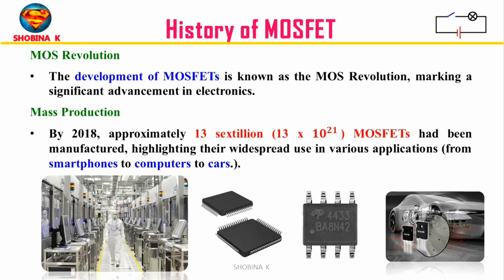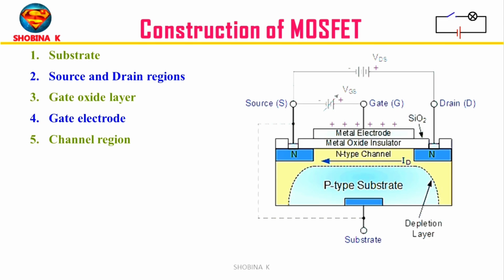By 2018, 13 sextillion MOSFETs had been made. That is 13 followed by 21 zeros of MOSFETs. And this shows how important MOSFETs are. They are used in everything from smartphones to computers and automotive systems. Now let's understand how a MOSFET is constructed. MOSFET is composed of several key components that work together to control the flow of electric current.